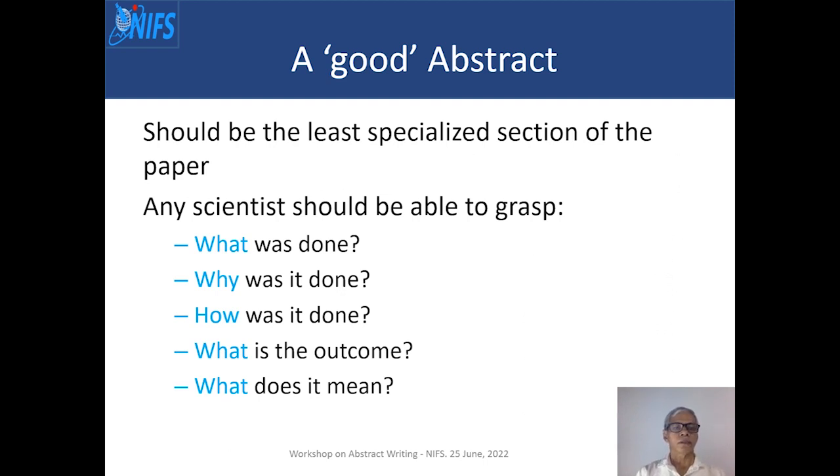So what is a good abstract, which we all aspire to write? An abstract should be the least specialized section of the paper. This is because it is not only scientists who might read the abstract, but also lay people. And the purpose of the abstract is to educate anybody on what has been done by you. So any scientist, or for that matter, a lay person who reads the abstract should be able to grasp what was done, why was it done, how was it done, what is the outcome, and what does all this mean. So that is a challenging job to be done in a very limited number of words.